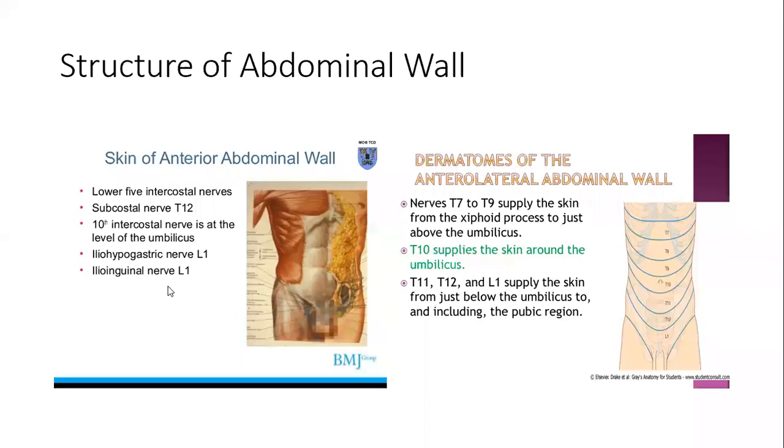The distribution of the dermatomes on the anterior abdominal wall starts with the xiphoid process. So T7 lies at the level of xiphoid process. 10th thoracic segment is very important, often asked in the MCQs during the professional examination. It lies at the level of umbilicus. And then we have L1 that lies at the level of pubis.